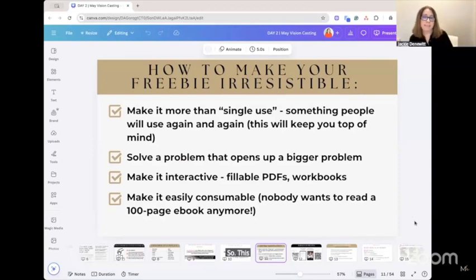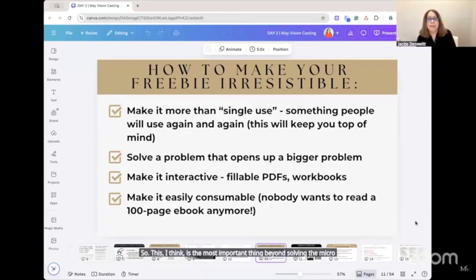So this, I think, is the most important thing beyond solving the micro problem. This is how we turn a freebie into something truly irresistible. The first thing is something that I feel like is incredibly important.